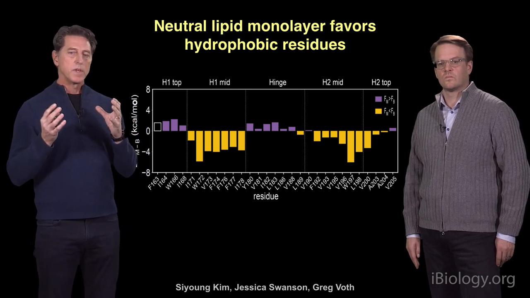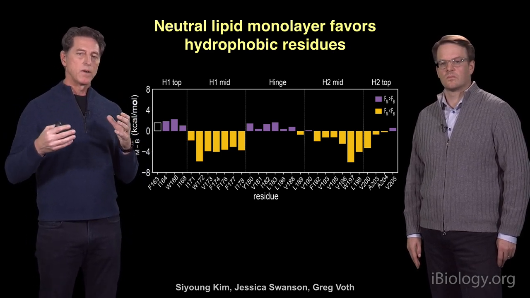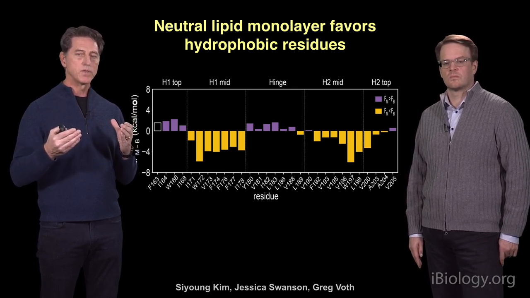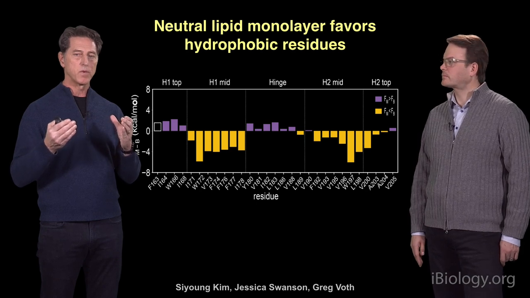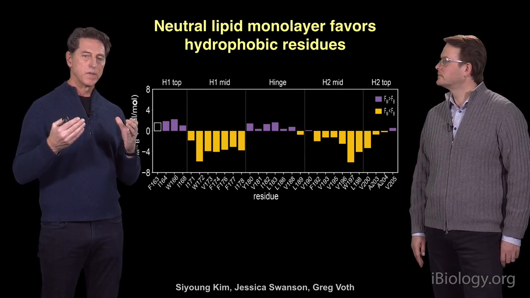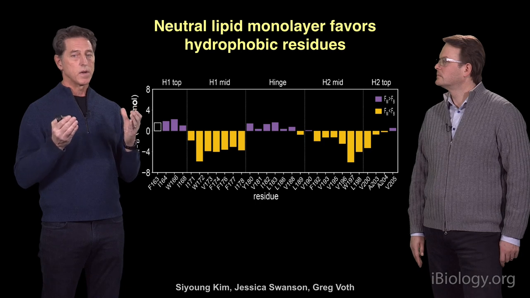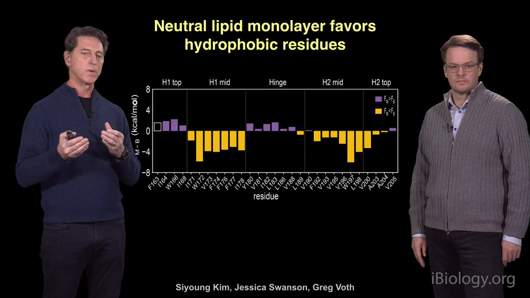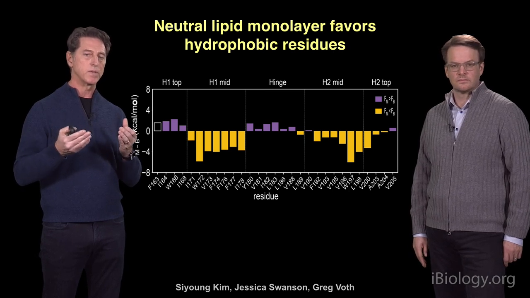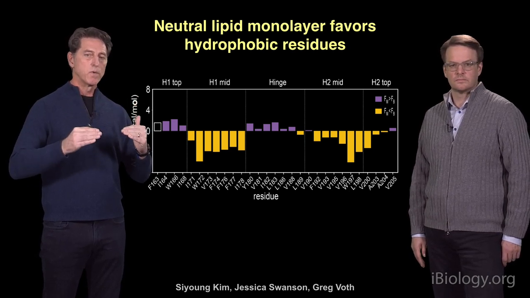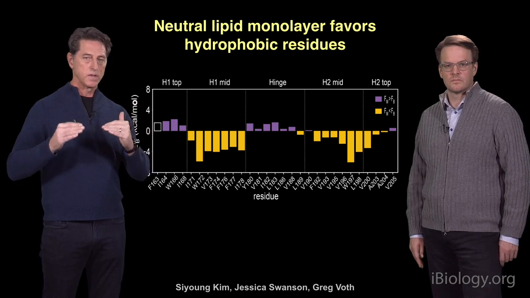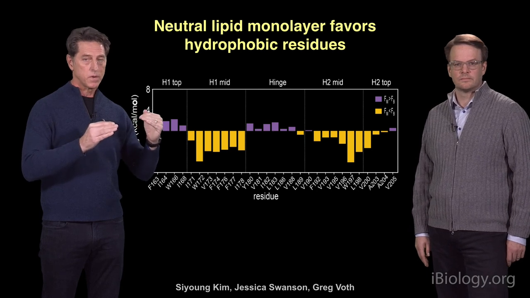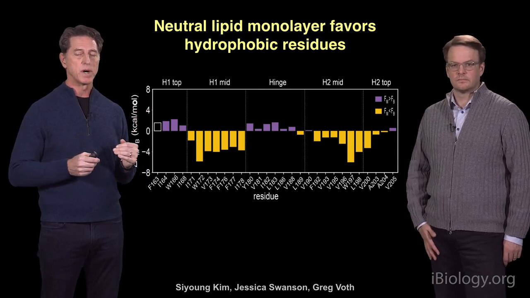And this modeling then allowed Jessica and co-workers to calculate the free energy of the different residues within these conformations. And the principle that they identified was that these different amino acids, and in particular the large hydrophobic amino acids such as the W's or tryptophans, find a lower free energy state, as seen in this figure, when they're in the monolayer with neutral lipids as opposed to the bilayer.